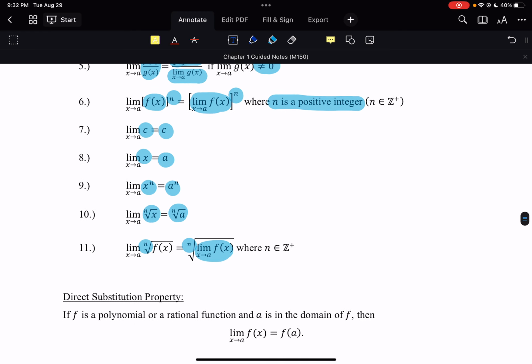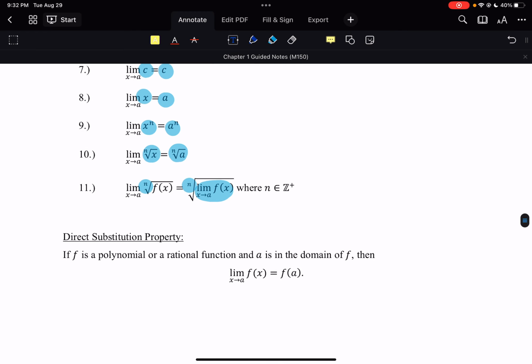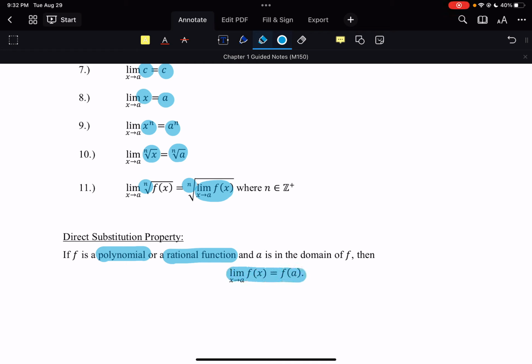And then we have a very useful property, which is the direct substitution property. Direct substitution works for polynomials or rational functions, assuming that a is in the domain of the function. The limit as x approaches a of f of x equals f of a. So this is an extension of a lot of these properties up here, but applying it much more broadly to any function as long as it qualifies as a polynomial or as a rational function.